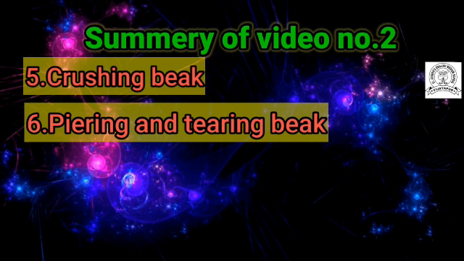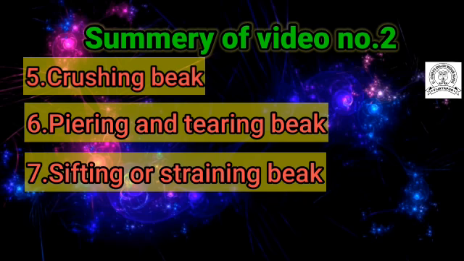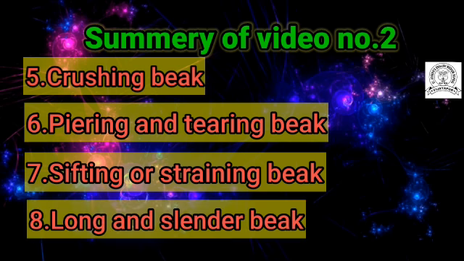Then the next one is the sifting and straining beak. This type of beak is present in the duck and shoveler. And this beak is very flat and broad, having holes on both sides, which work like a sieve. Then next we discussed the long and slender beaks. This type of beak is present in the hummingbird. And by using that beak, they can suck the nectar.